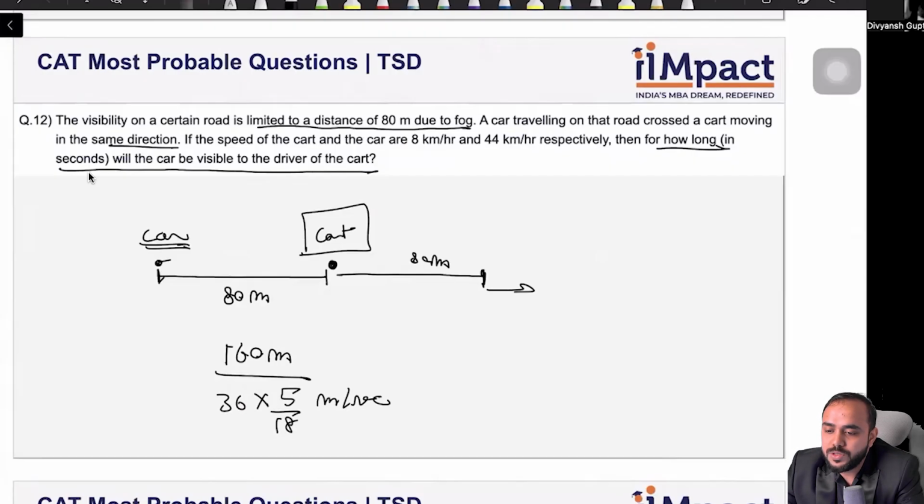So this is going to be the time period, and because time period is constant in relative frame, it will be the same in the original frame as well. We don't need to convert this time. This would be the final time, your final answer. So this will be 160 divided by 10, or 16 seconds.